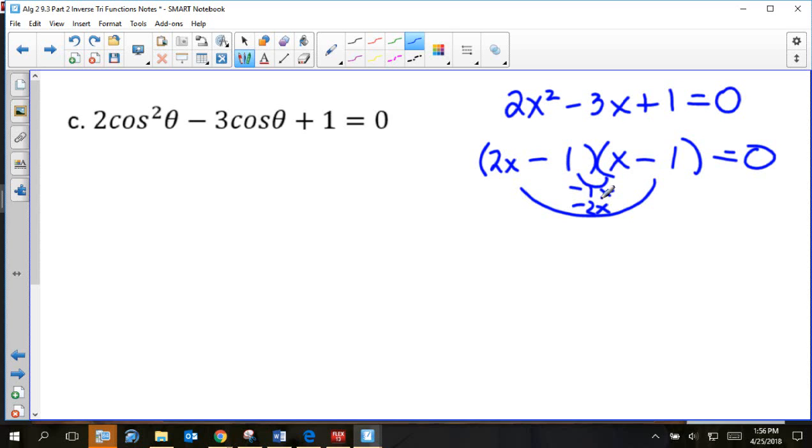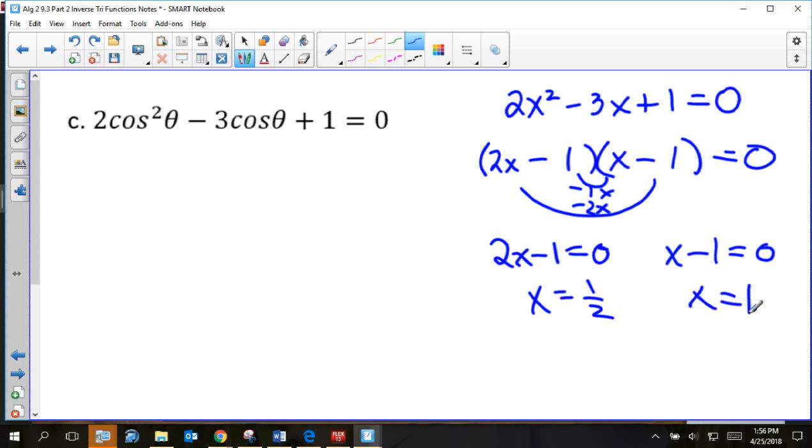Then what do we do once we've factored it? We set each factor equal to 0. And then we solve each factor. So we'd have x equals a half. We'd have x equals 1. That is what we learned to do. Now we're applying it to trigonometry.